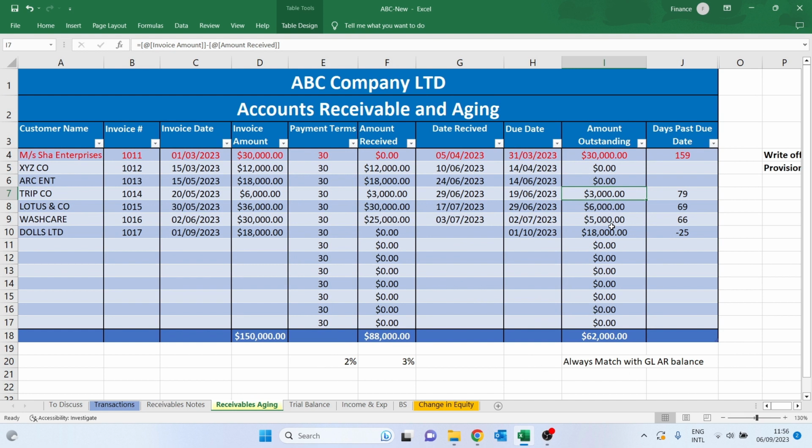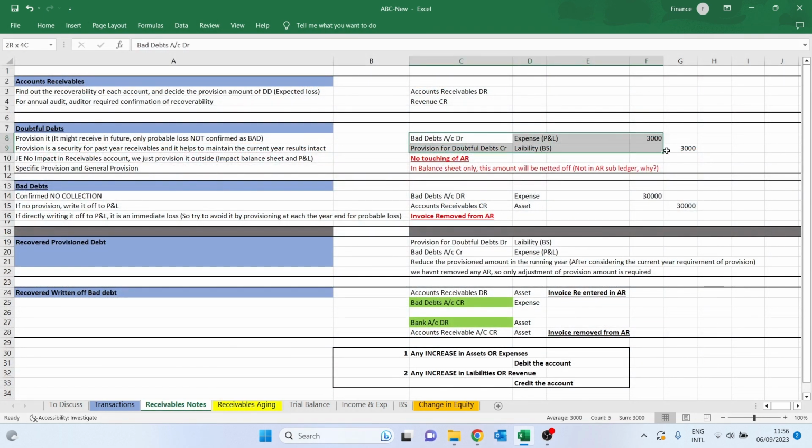You have successfully collected the 3,000 from Trip and Company. Since we have already provided a provision, we are secure. So what will be the entry? This provision for doubtful debts will be debited, because here we have already credited. We are just reversing whatever we have credited here. 3,000 will be debited, and bad debts account or P&L will be credited.